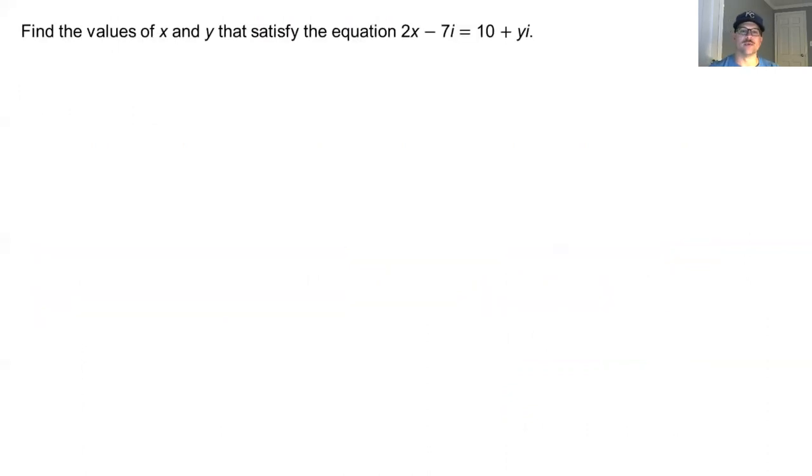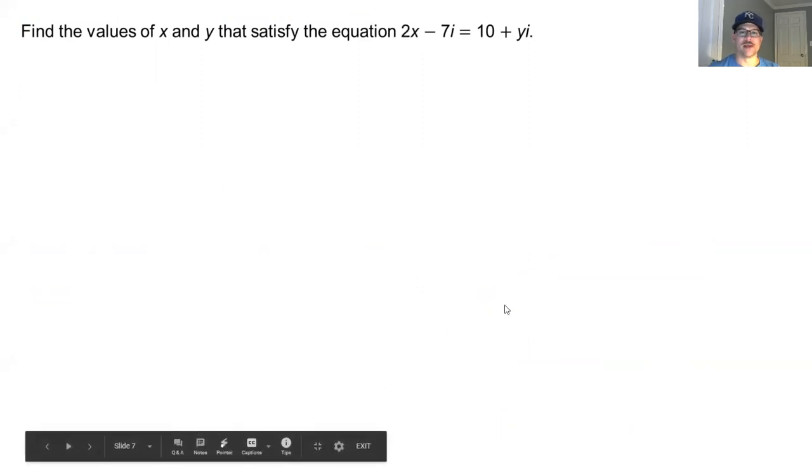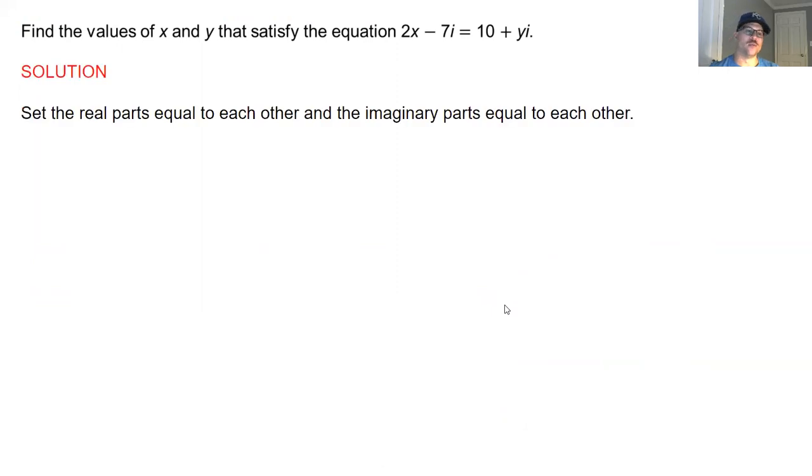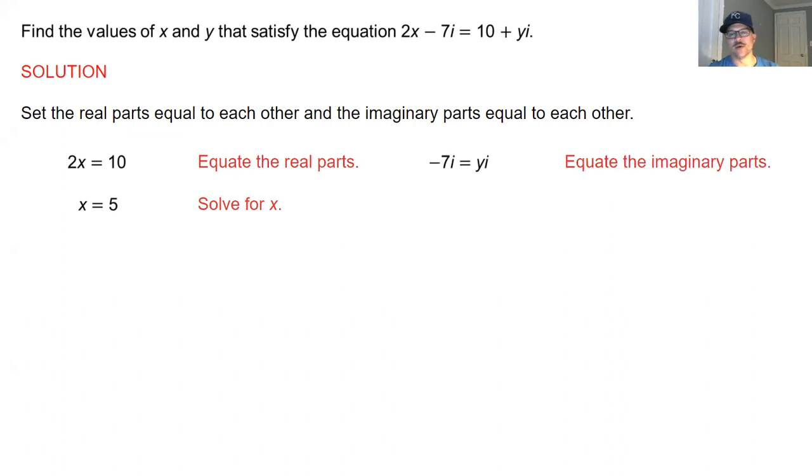All right, so let's find this when we're incorporating some other variables. So you have some x's and y's in there as well with your imaginary parts. You're going to set the real parts equal to each other and then the imaginary parts separate. So your 2x is equal to your 10. That is your real part of the equation. Solve for x like you would normally by dividing by 2 to get x equals 5. And then your imaginary parts, you have negative 7i equal to yi. Your i's can get canceled out and you just have negative 7 equal to y.